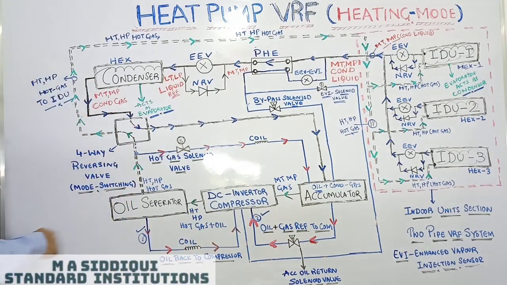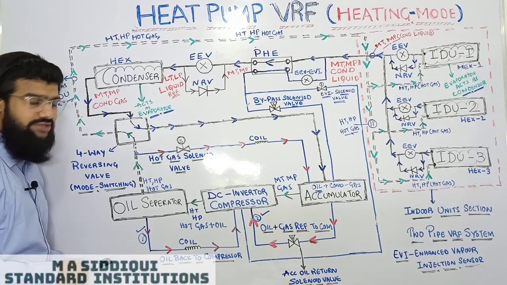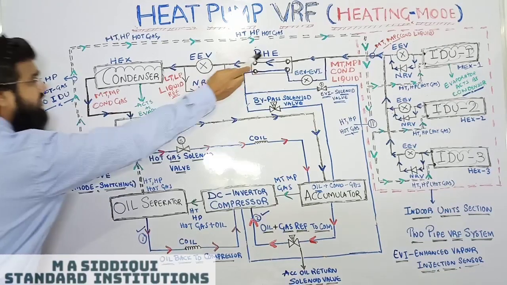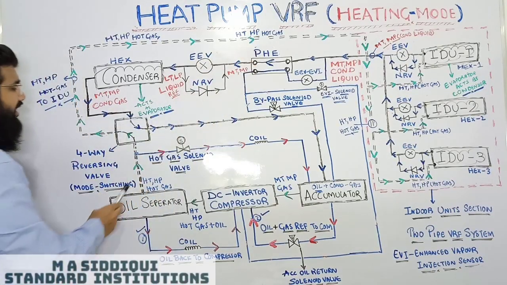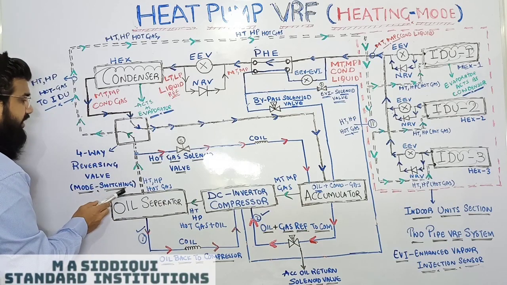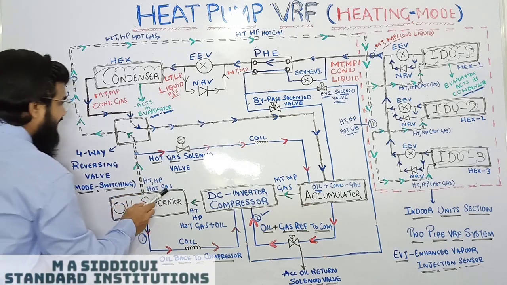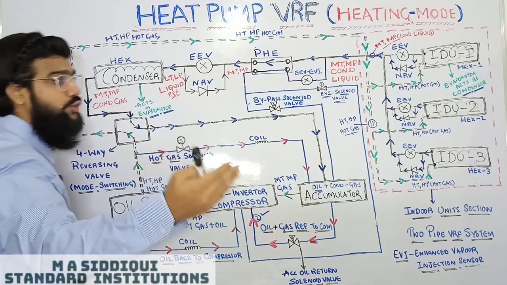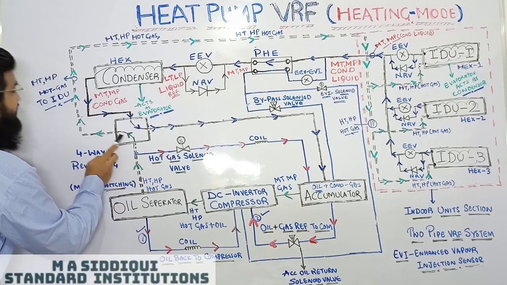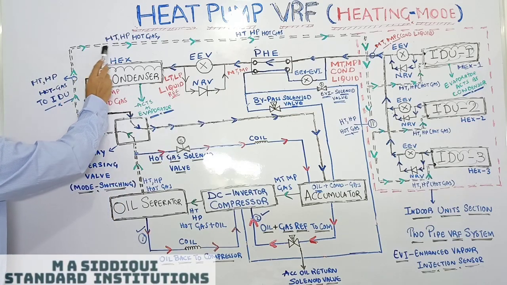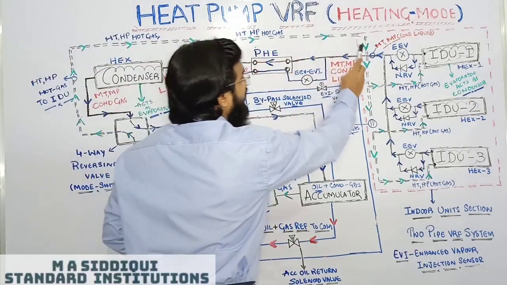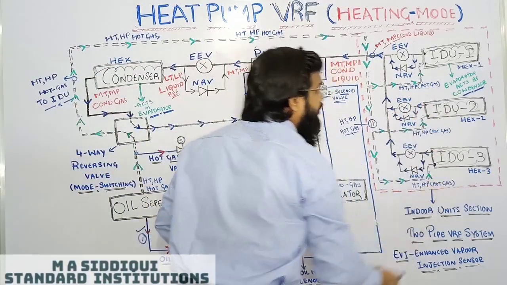From here the hot gas proceeds to the four-way reversing valve. Over here, switching of mode is taking place. Here the mode is heating mode. So in heating mode, from the compressor to the oil separator, the high temperature, high pressure hot gas is not going to the condenser, though usually it goes to the condenser in a refrigeration cycle. Here it is not going to the condenser. From here we are giving this high temperature, high pressure hot gas directly to our indoor units.